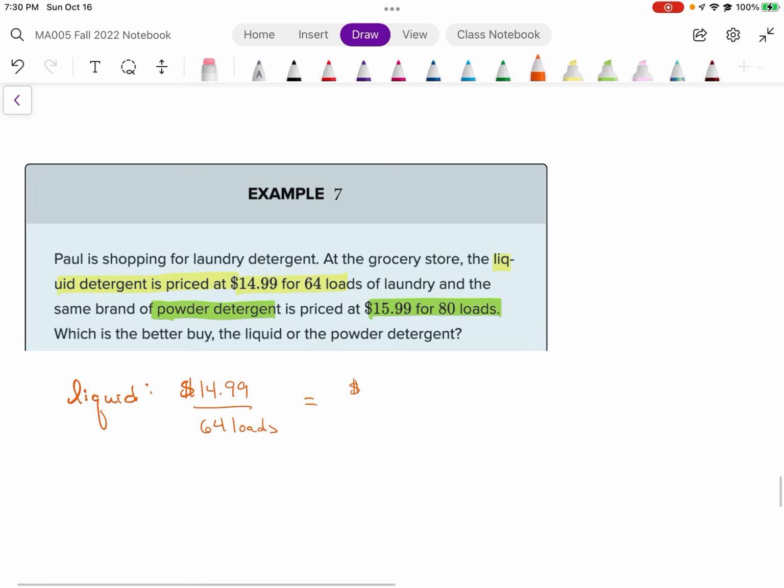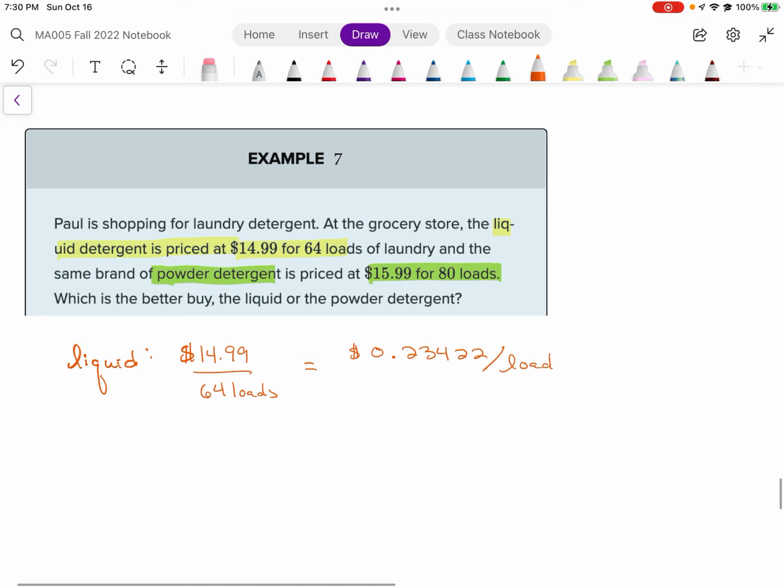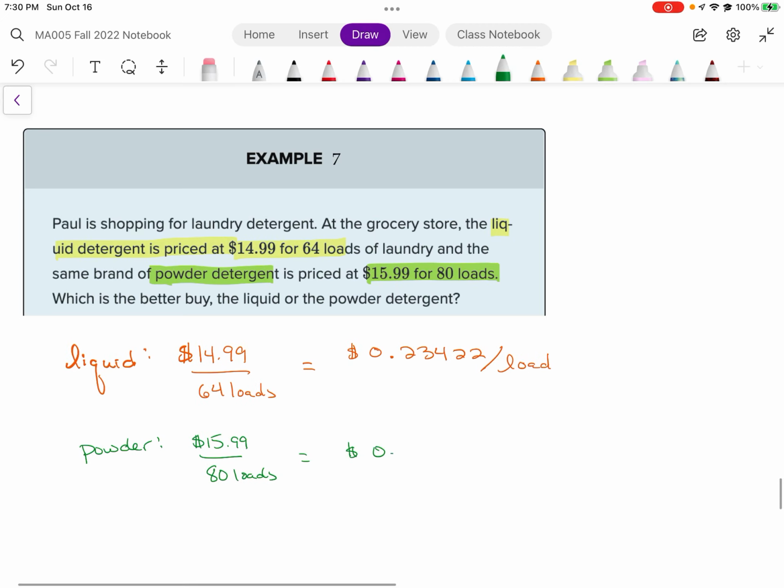I divide $14.99 by 64 and I get 0.23422-ish, I rounded the last digit, per load, right? That's going to cost that much per load. Whereas the powder detergent is going to be $15.99 per 80 loads. And for that one I get 0.199875 per load. Make sure you keep this on the bottom, right?